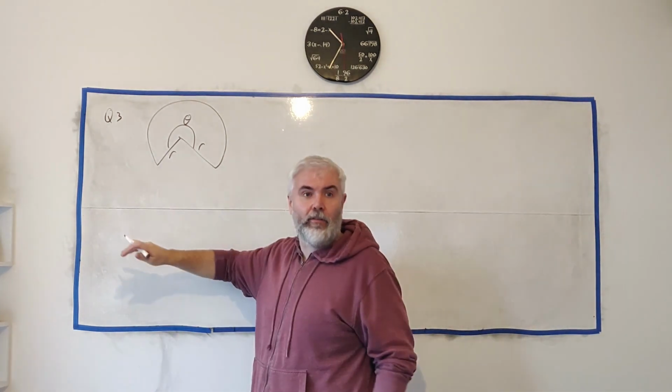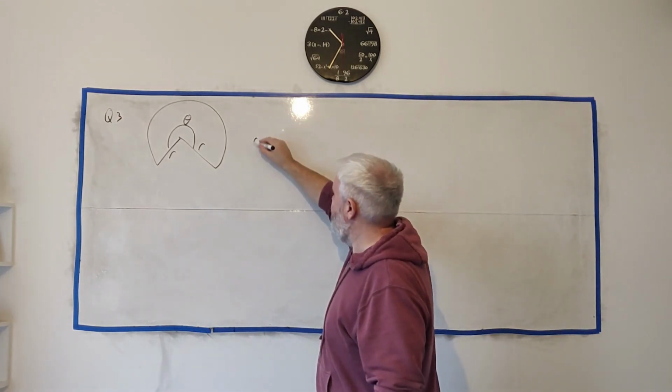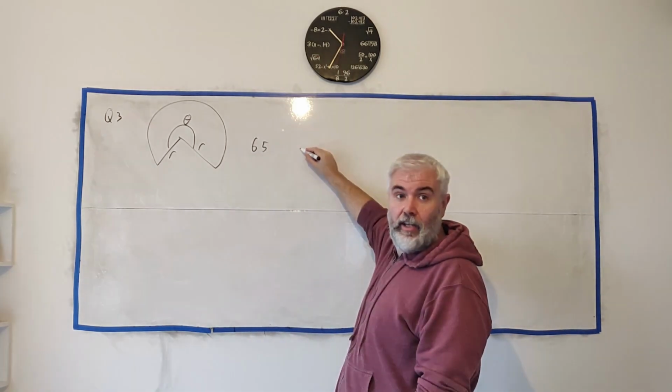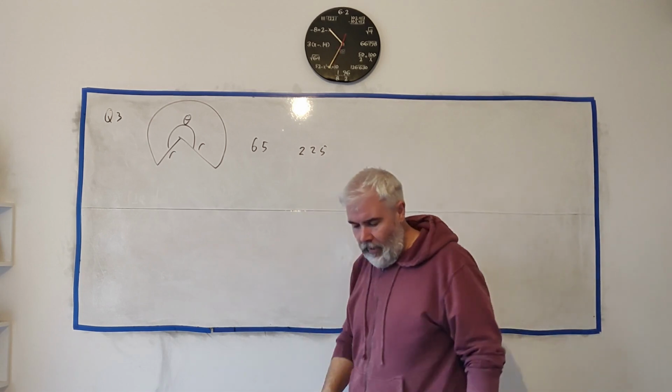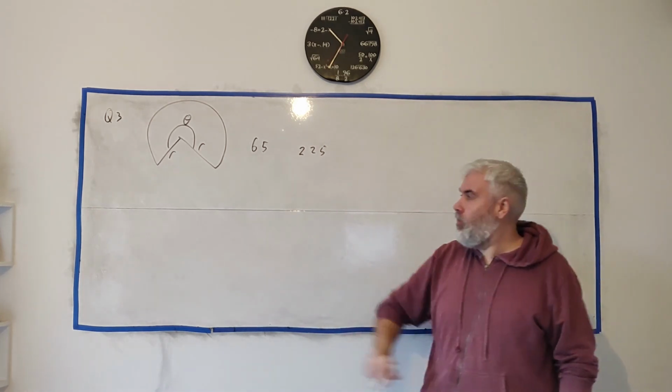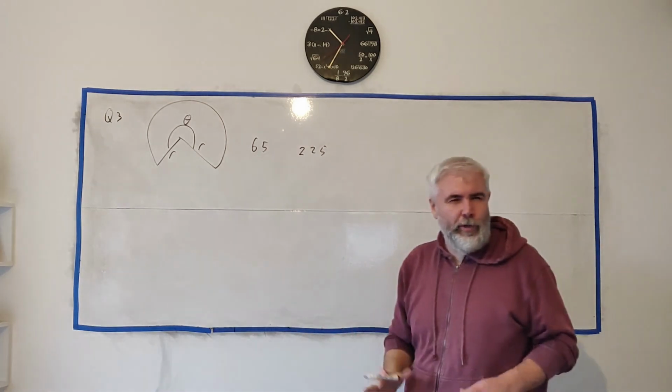The entire perimeter of this is 65, and the entire area is 225. So 2 pieces of information, 2 unknowns. Hopefully we can do this.